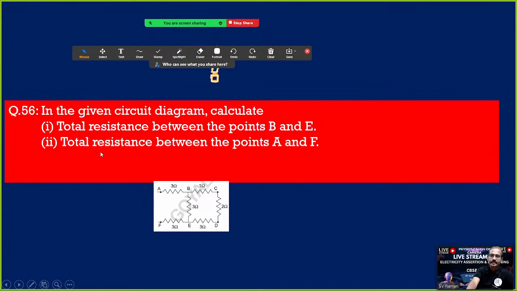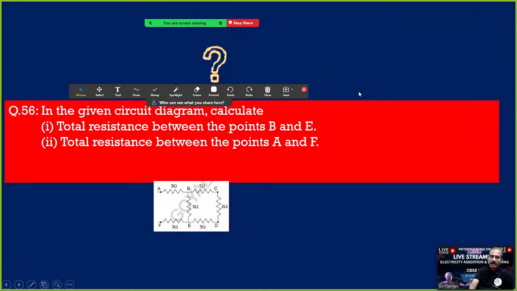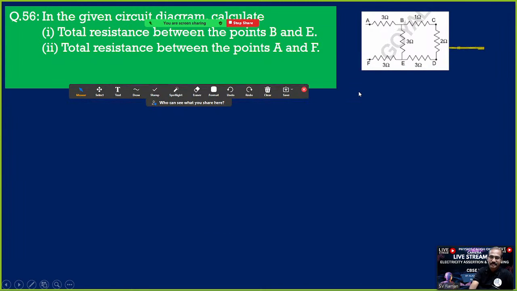Next. This question: the total resistance between points B and E, and the total resistance between points A and F. This kind of circuit-based question might be asked in the CBSE board. Let's see how to answer this.